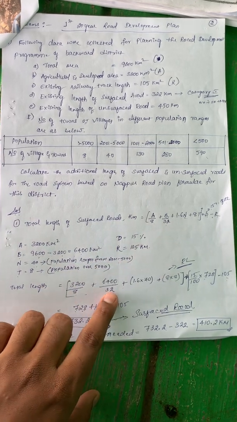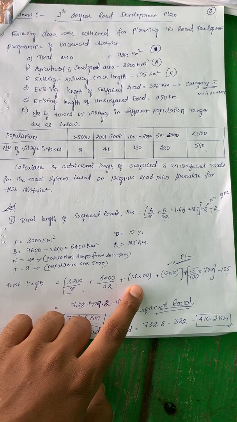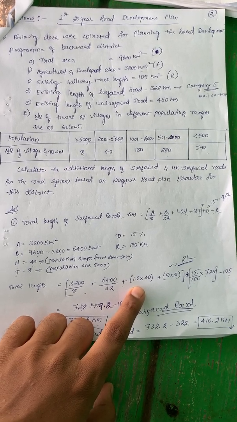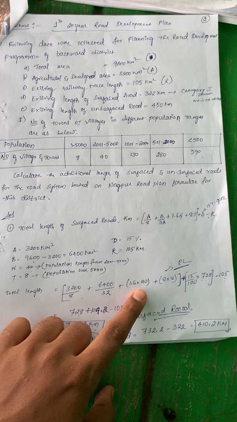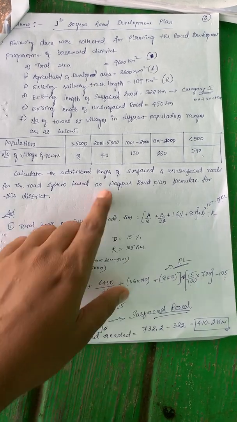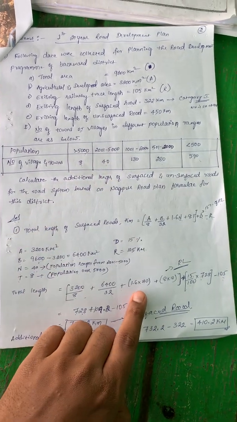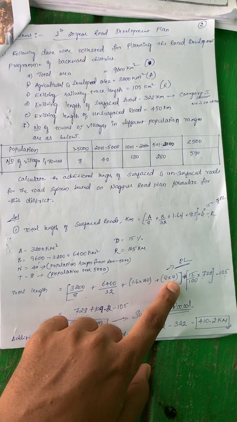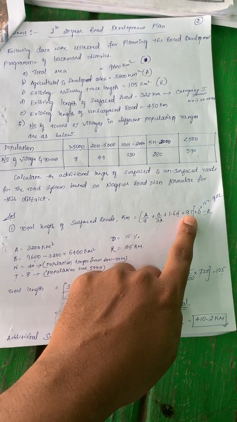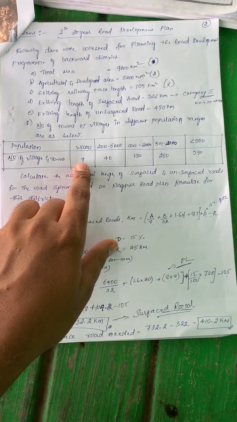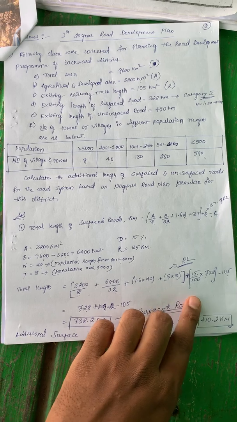So for the B value we write 6400 square kilometers divided by 32, plus N, the number of villages with population ranging from 2001 to 5000. Here it is 1.6 into N. The number of villages and towns given is 40. So 1.6 into 40, plus 8 into 8. Here 8 times T, where 8 is the constant and T is the number of towns with population above 5000. The number of towns with more than 5000 population is 8, so it is written here as 8 into 8.